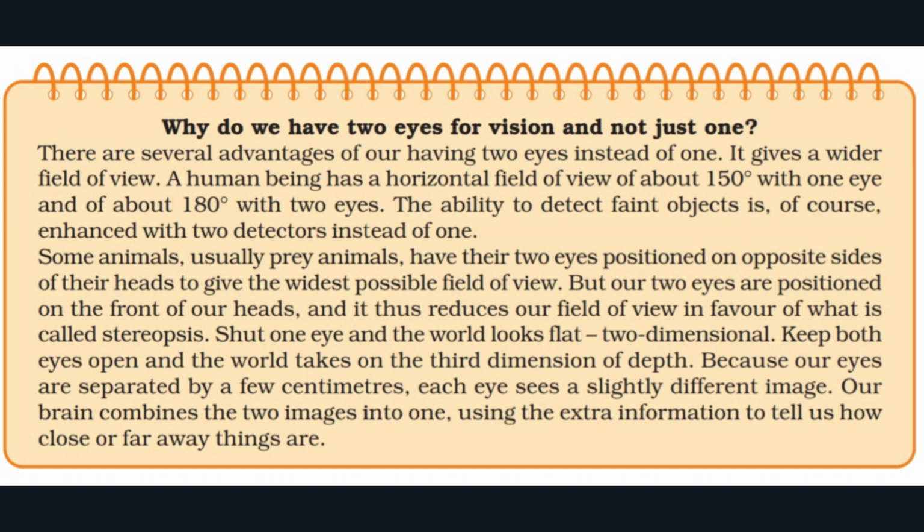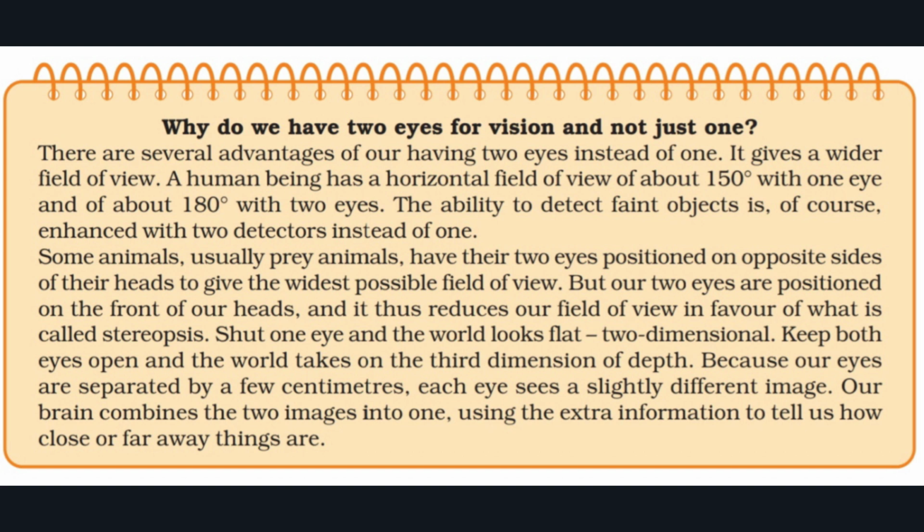Clear? Now see here, why do we have two eyes for vision and not just one? We have two eyes, but our vision is one. How is it possible? There are several advantages of having two eyes instead of one. It gives a wider field of view. A human being has a horizontal field of view of about 150 degrees with one eye and about 180 degrees with two eyes. The ability to detect faint objects is of course enhanced with two detectors instead of one.